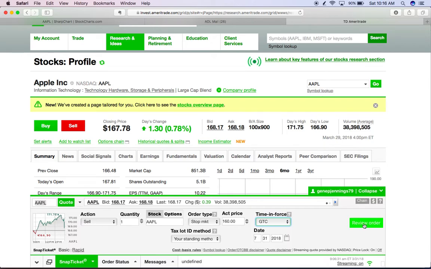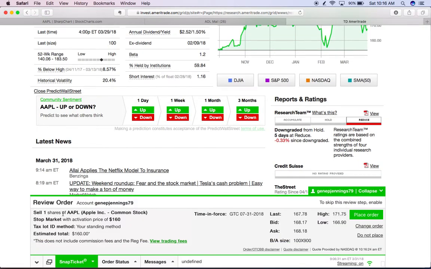We're going to review the order, and it says you're going to sell 1 share at stop market price 160, and so you're good to go. All right, and again, I'm not going to place it because I don't want to. I'm going to hit do not place here, but you would hit place order if you want that to go through.